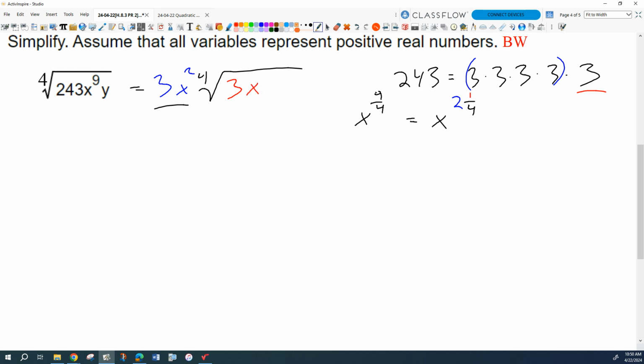And how about the y's? Just leave a y because we get y to the 1/4. There is no integer part of that mixed number, right? So we're stuck with a y inside. So that's what everybody got, I think, right? Okay, last one, and I'll turn you loose to work on this.